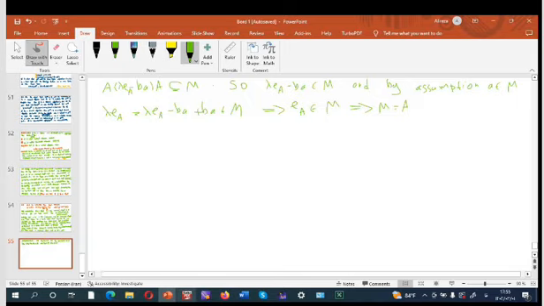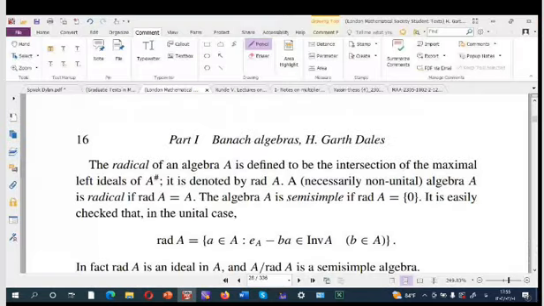So we have a very nice equality. The radical of A equals the set of all A with this property: for each B in A, EA minus BA is invertible.